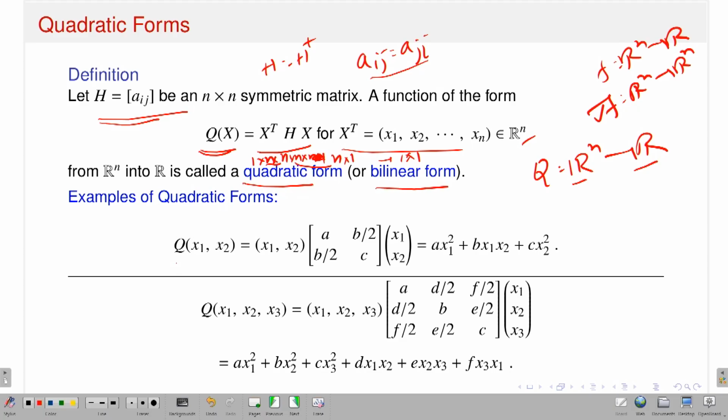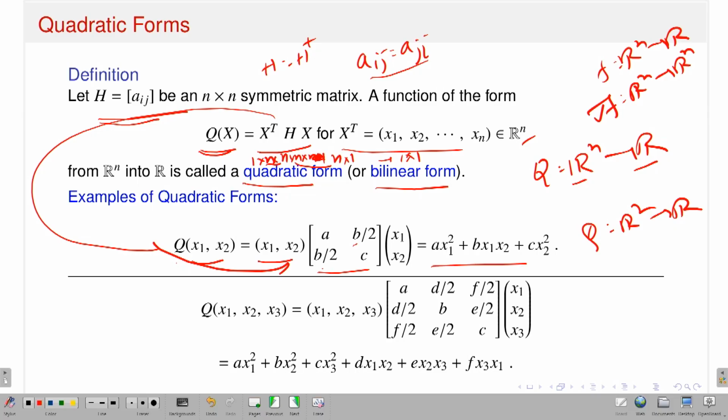For example, if I take q as a map from R2 to R, then q of x1, x2 is x transpose, that is x1 comma x2, times this matrix, which is a symmetric matrix because you see the off diagonal terms are equal, b by 2. If I just compute this object, then what will happen? This is one of the examples of a quadratic form.